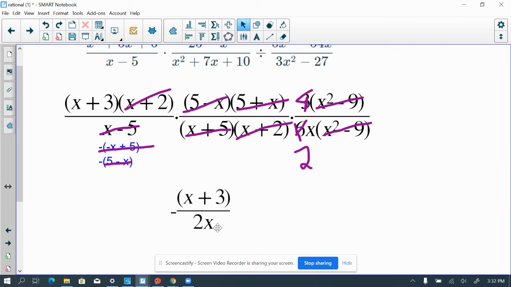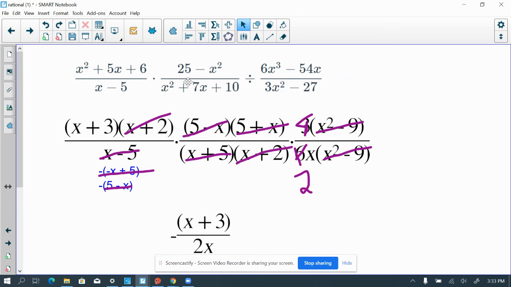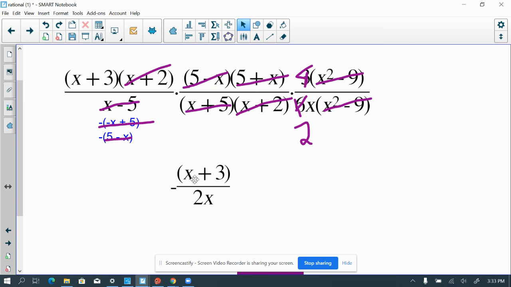X plus 3 over 2x. This x and this x do not cancel out because this x is a factor. It's x times 2. But this x is not a factor. It's x plus 3. So this whole nasty fraction up here is really the same thing as this.